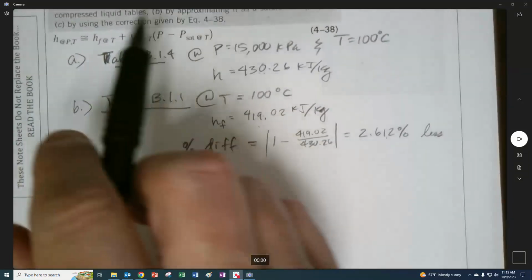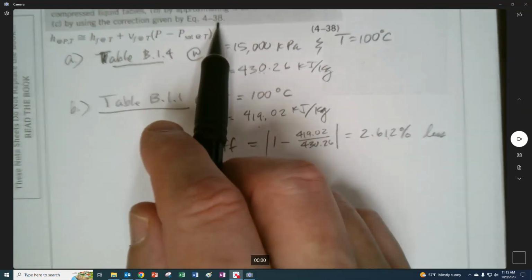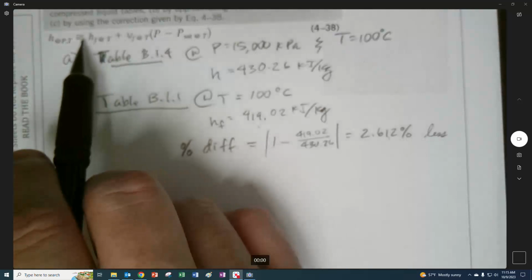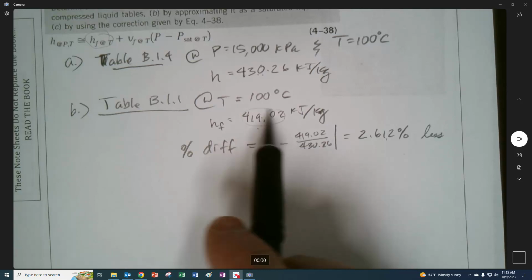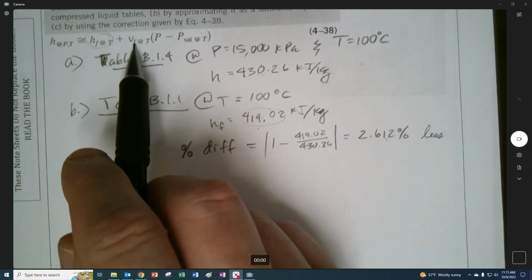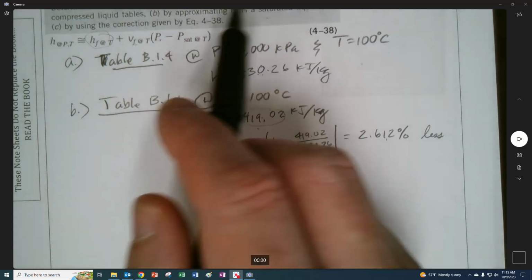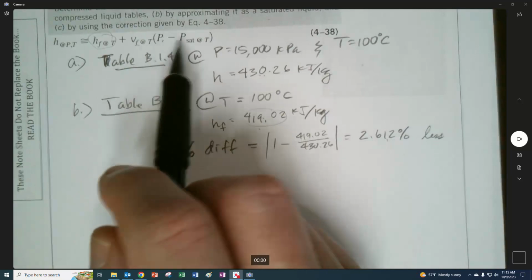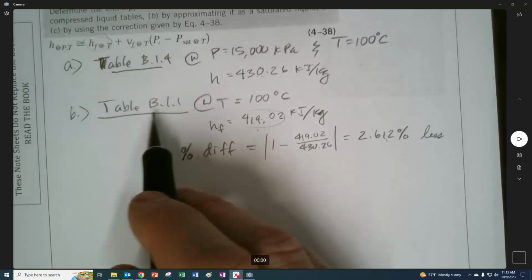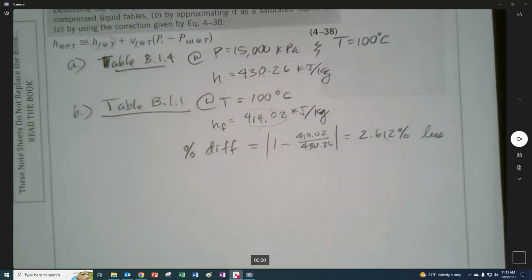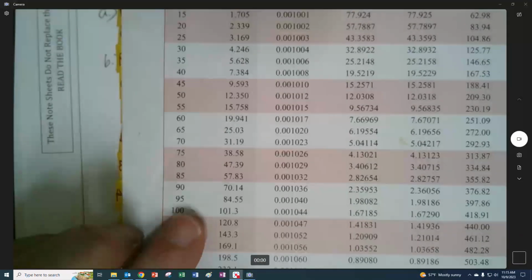But now let's try it using the correction given by equation 4.38, and that's this guy. What they're saying is to take what we just found right here and add to it the specific fluid volume times P, the pressure, that's 15,000, minus the saturation pressure. While we're still here in table B.1.1, we can look up the saturation pressure.